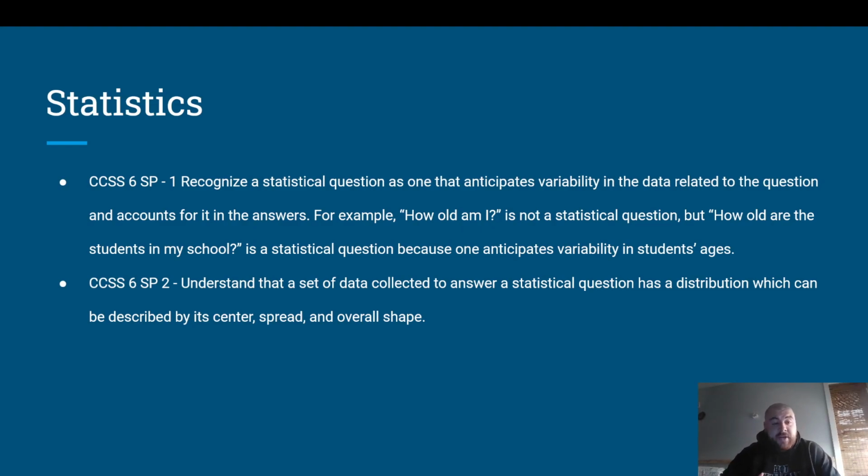So I focused on 2 standards within the statistics and probabilities. One, recognizing a statistical question as one that anticipates variability in the data related to the question and accounts for it in the answers. And then secondly, I had students understand that a set of data collected to answer a statistical question has a distribution, which can be described by its center, spread, and overall shape. For that second standard, I focused mostly on what a frequency table is, and what mode, median, and mean are.